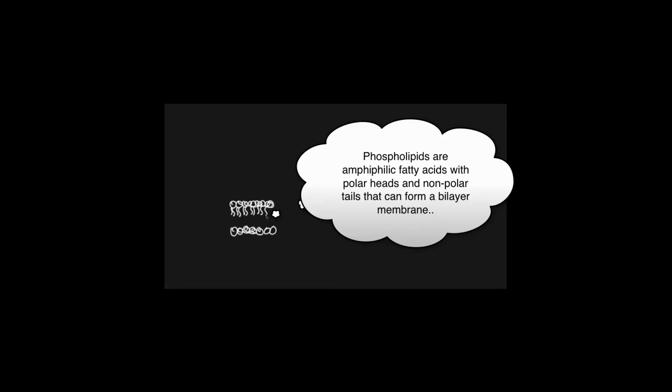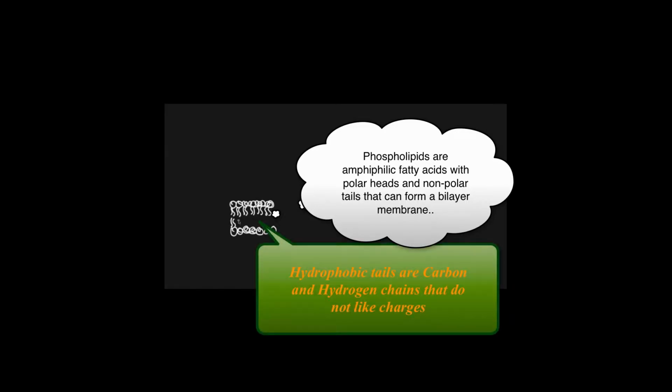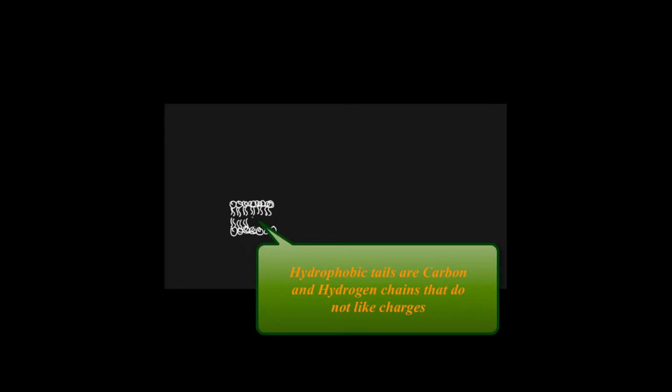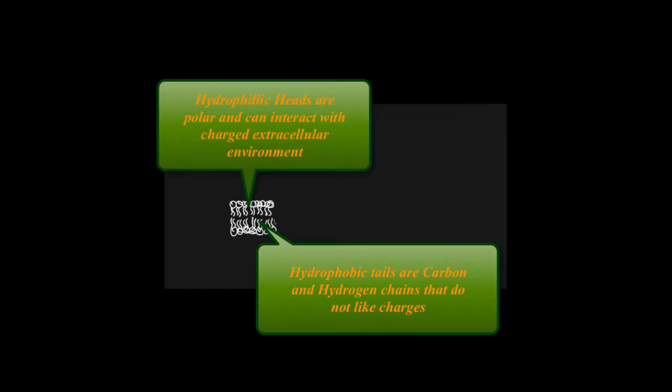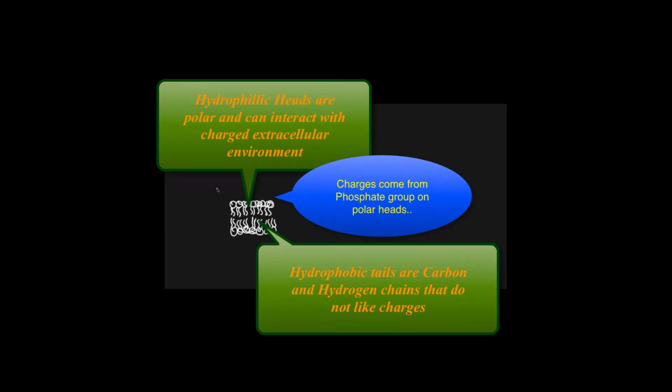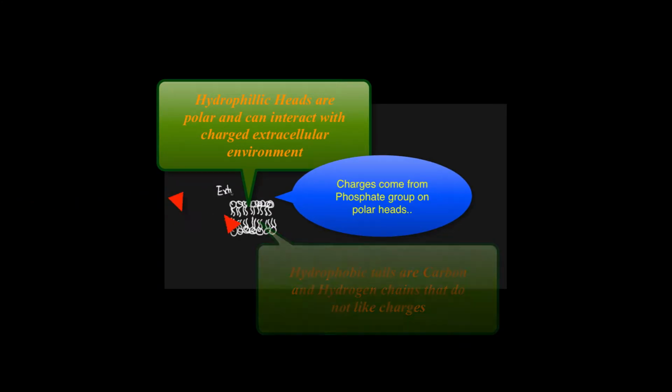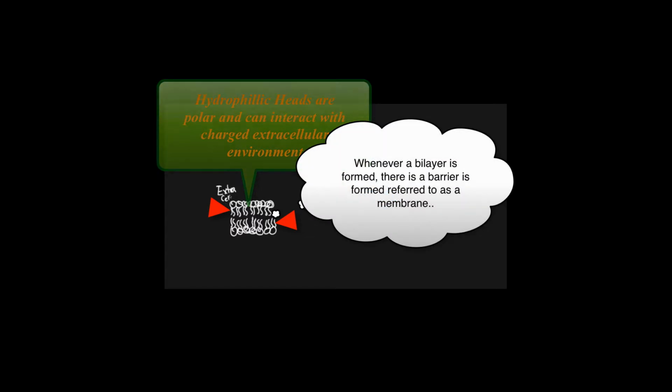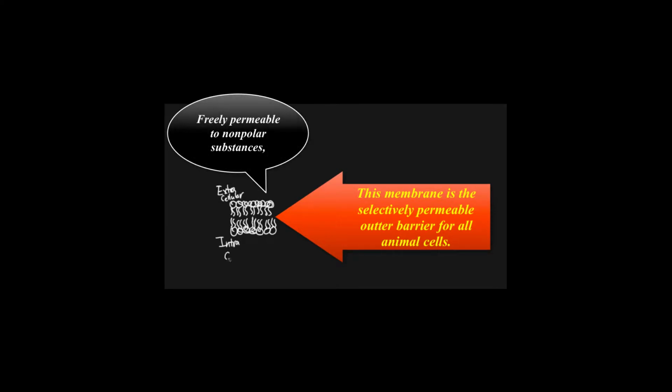Here's your phospholipid bilayer. It consists of a hydrophilic part and a hydrophobic part. And what happens is this bilayer orients itself to where the hydrophobic tails face each other and create a membrane that is going to have an extracellular portion and an intracellular portion.